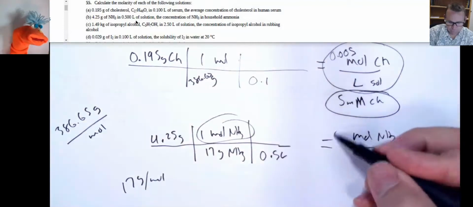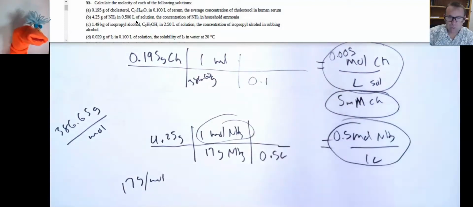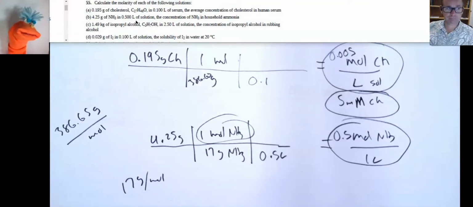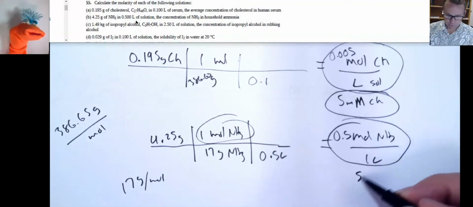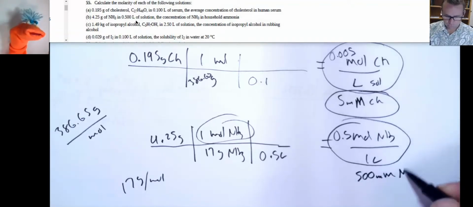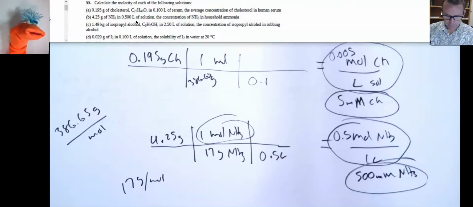So that's 0.5 moles per liter, or what's the millimolar? That times 1,000? That's right, 500 millimolar ammonia. Okay.